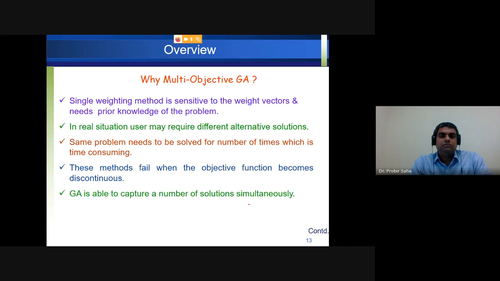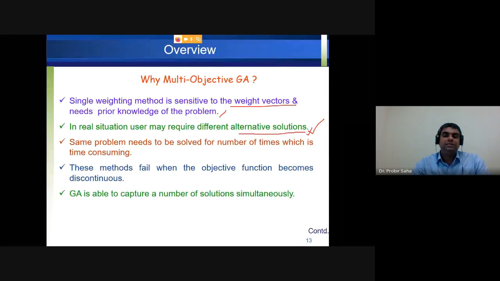Now next is why multi-objective GA. The first one, you can understand, is that the weighting method I have explained is sensitive to the weight vectors and needs prior knowledge of the problem. So this is very much important. You need prior knowledge of the problem, and you also need weight vectors, as I've just explained in the previous slide. In a real situation, the user may require different alternative solutions, right? They are not interested in one solution. They are interested in various solutions, and the solutions should be made available.